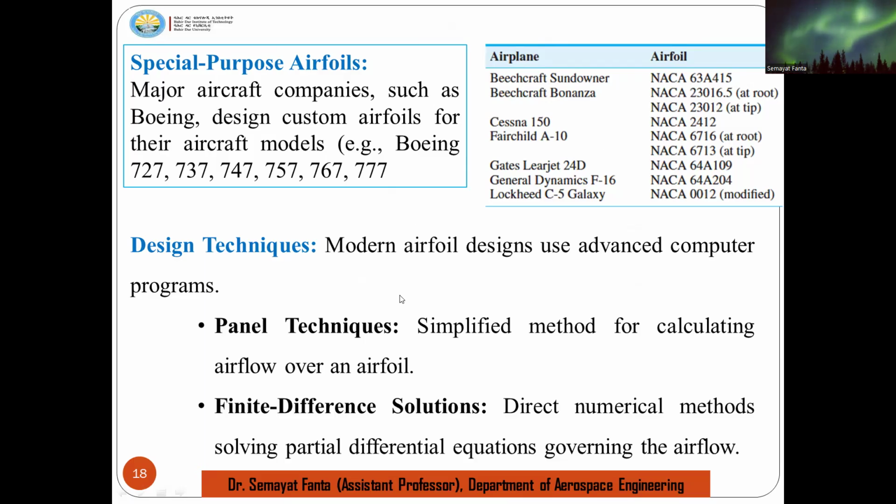Design techniques for modern aerofoil design use advanced computers. Among the techniques, the panel technique and the finite difference technique are some of the techniques which we use for designing aerofoil.